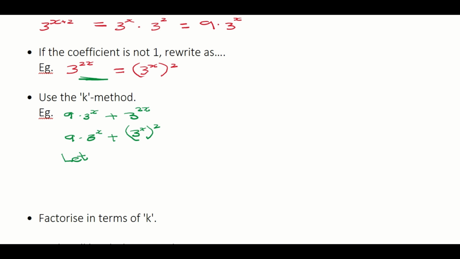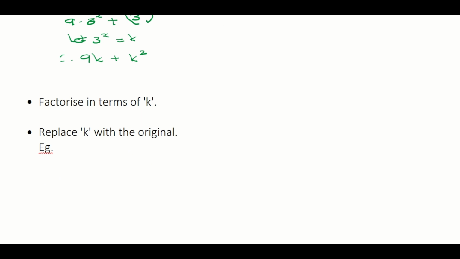So what we do is we let 3 to the power of x equal k. Therefore, 9, instead of 3 to the power of x, we are going to write k plus, again, 3 to the power of x is k, and this time it is squared. Okay, can you see it's easy to work with this instead of this line here? That means we take whatever's here in this last step that we did previously and we continue factorizing. And finally, we replace the k with the original.